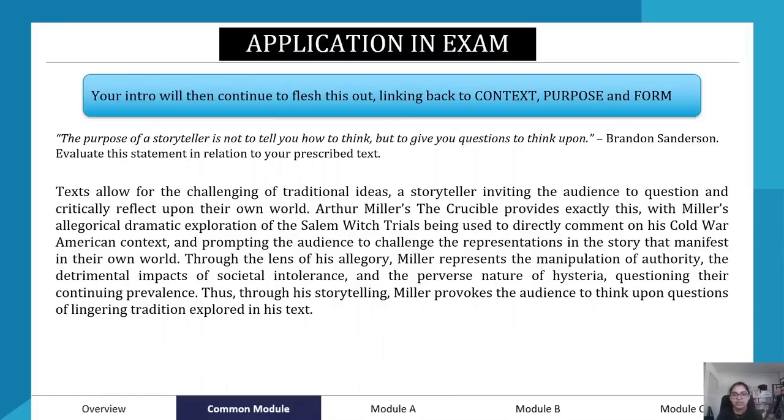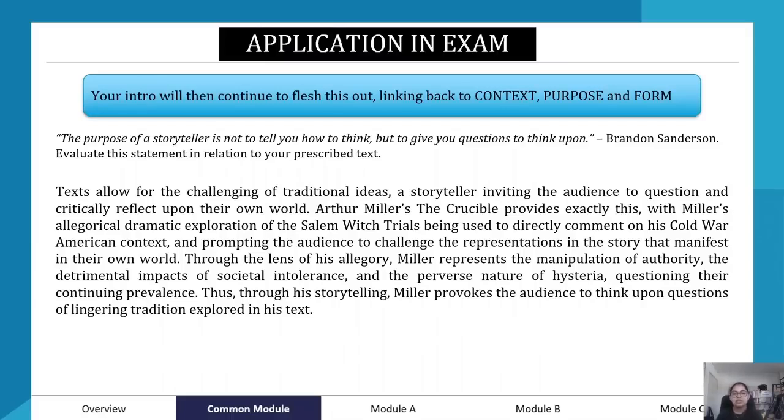So texts allow for challenging of traditional ideas, a storyteller inviting the audience to question and critically reflect upon their own world. And so does this link back to the question? The purpose of a storyteller is not to tell you how to think, but to give you questions to think upon. So type in the chat if you reckon that thesis answers the question. I'll give you a minute. Alrighty, so hopefully you guys said yes, because yes, it does. It's saying that storytellers challenge traditional ideas, and through that they give us ideas to think upon.